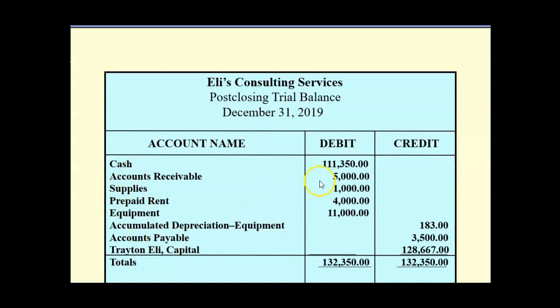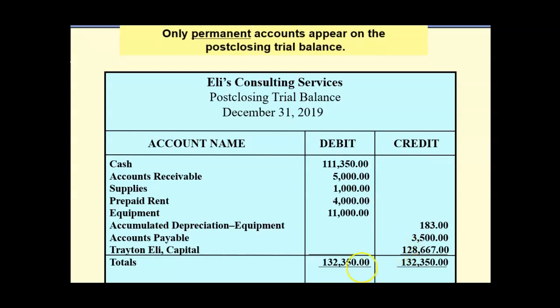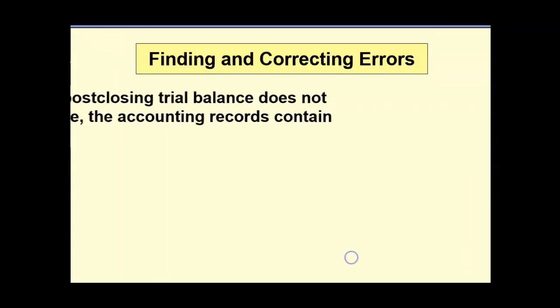Therefore, we want to show the account balance as of the trial balance date, which is December 31st. These amounts are coming from the ledger accounts for each of your permanent accounts. Get a total for your debit column. Get a total for your credit column. These two amounts must equal one another. If not, you must determine what is causing the trial balance to be out of balance and correct the error before we can close out of the accounting period.